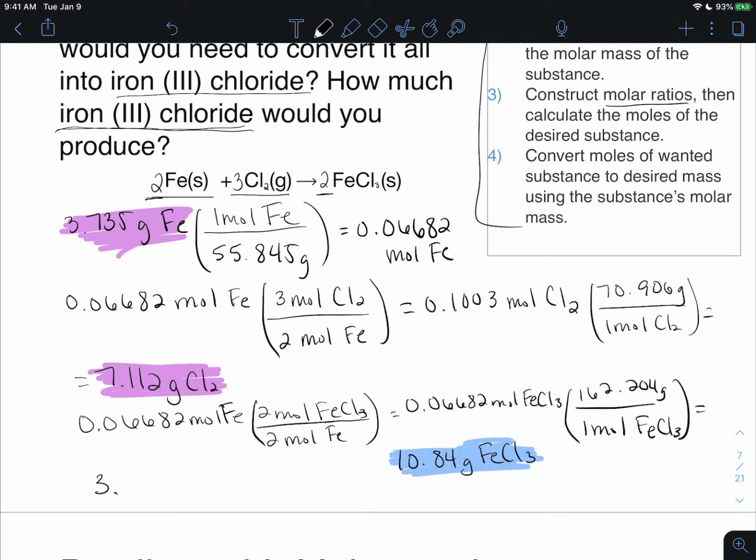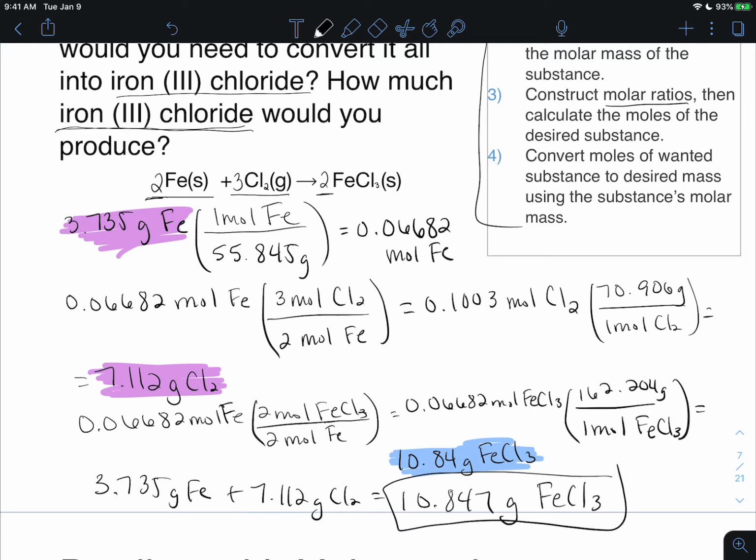So if we take our 3.735 grams of iron, add it to our 7.112 grams of chlorine, what we should get is 10.84, or right thereabout. And what we get is 10.847 grams total, which represents our mass of iron chloride. This only works if we don't have anything in excess, but if we know how much reactant we have to fully react of all three of our substances, we can figure out how much mass of product we should have. The masses of the products should equal the masses of the reactants. And that's what we found here. There's a little bit of rounding, so it's not exactly the same number because of rounding errors, but not a big deal.